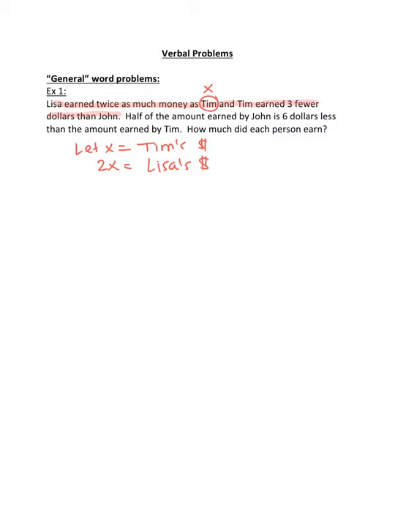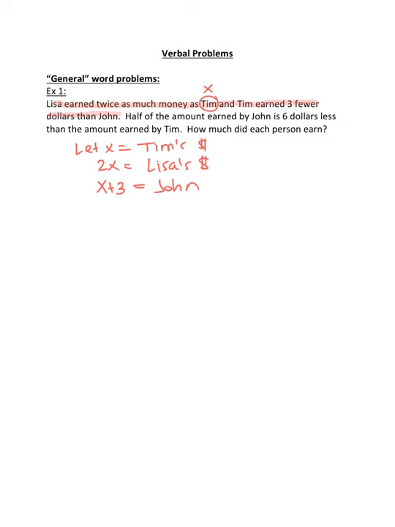And Tim earned 3 fewer dollars than John. So if Tim is X and he earned 3 fewer dollars than John, then John must be 3 more than Tim. Okay, this is one way to do it. You could have also let X be John. In that case, Tim would be X minus 3, and Lisa would be 2 times X minus 3.